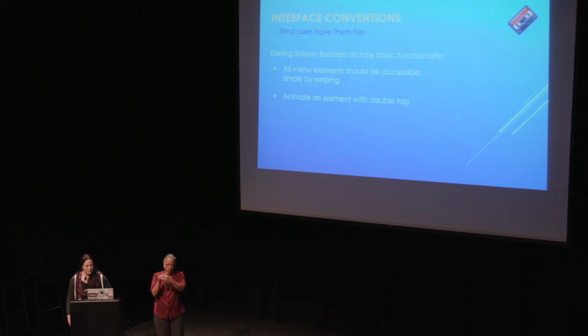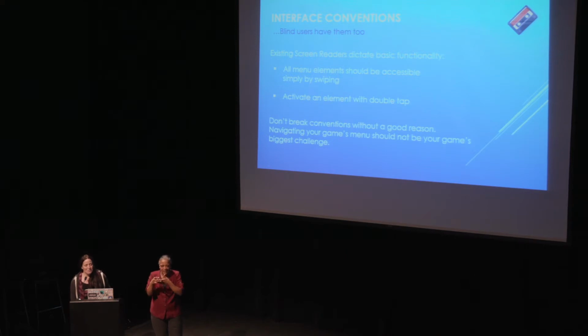The second one is you can activate one element with a double tap. That's on mobile, obviously, but it would be the return key on a keyboard. It would be probably the A key on a gamepad. It's always the same button, whether it's a slider, a drop down, or a button. So that's very important. And once I came to my senses, I realized I really should follow these conventions, because navigating my game's menu should not be my game's biggest challenge. So I threw out all of my code and redid it.